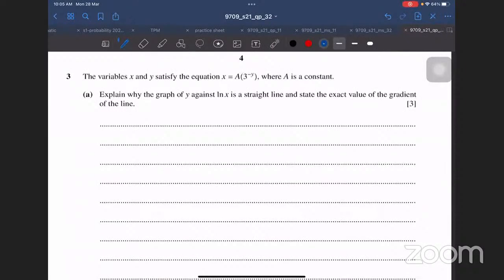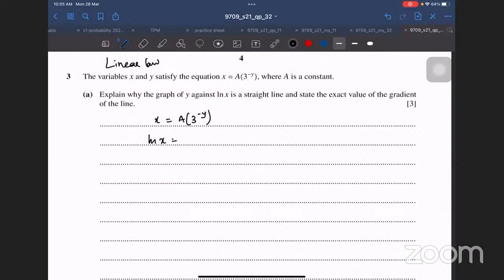The next question is about the variables x and y satisfying this equation. Explain why the graph of y against ln x is a straight line, and state the exact value of the gradient of the line. This is a question about linear law, where you transform curves into straight lines.